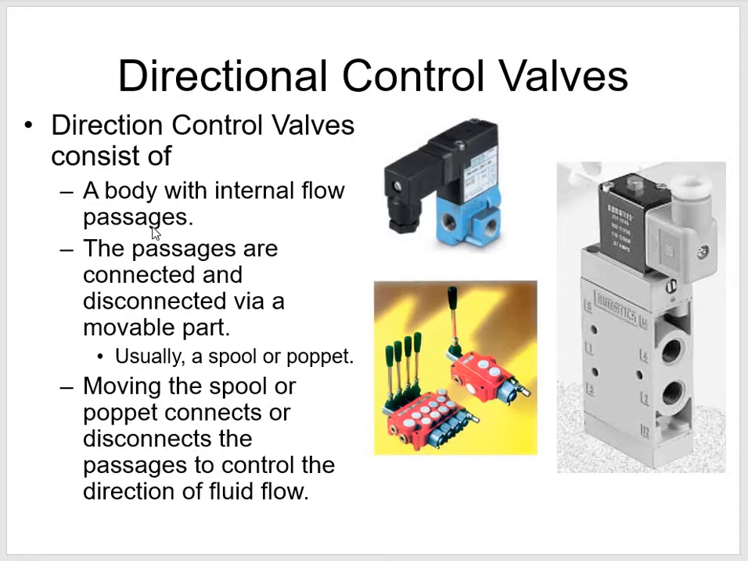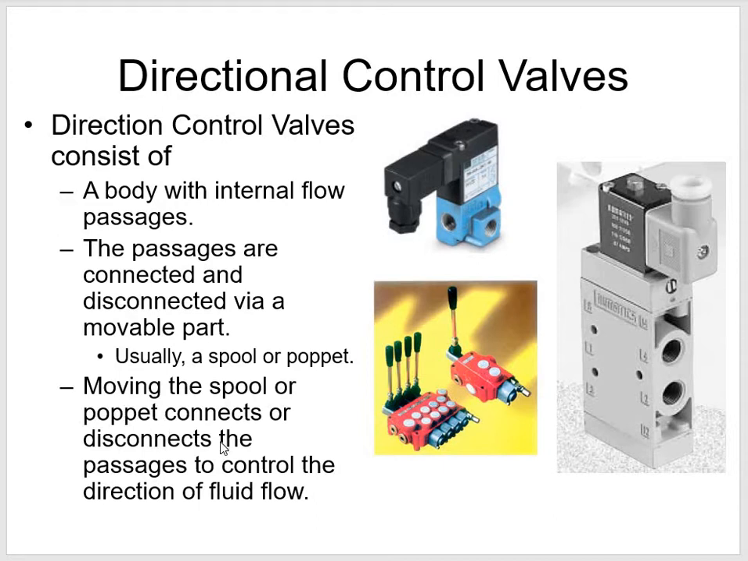They have internal flow passages through the body. In other words, these have been drilled out or cast so that there are openings that pass air, in this case, or hydraulic fluid here, through the openings which are called the ports. The passages are connected and disconnected by a movable part. Okay, and for our valves, what we'll be looking at is what is referred to as a spool. There are also poppets as well, which is a component that can move up and down and block passages.